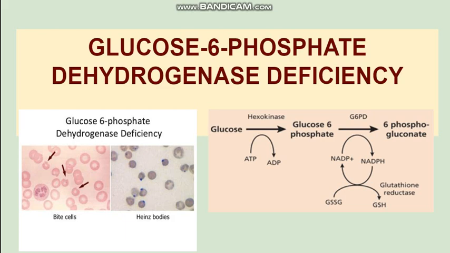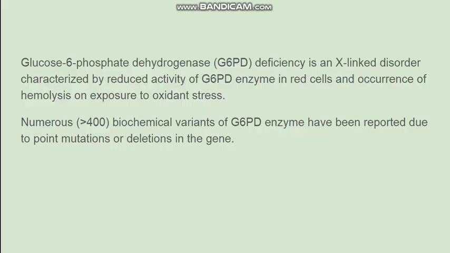Hello everyone, in this video we'll discuss G6PD deficiency. We will discuss in detail the role of G6PD enzyme and why its deficiency causes hemolysis. Now G6PD deficiency is an X-linked disorder, and as the name suggests, there is reduced activity of G6PD enzyme in the red blood cells and there is a presence of hemolysis.